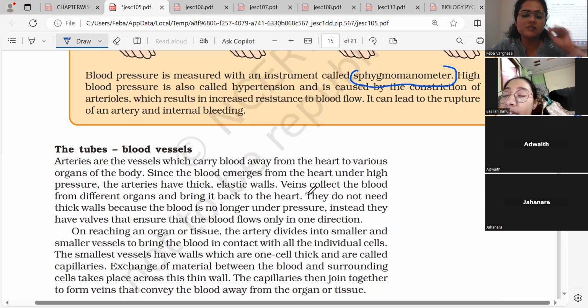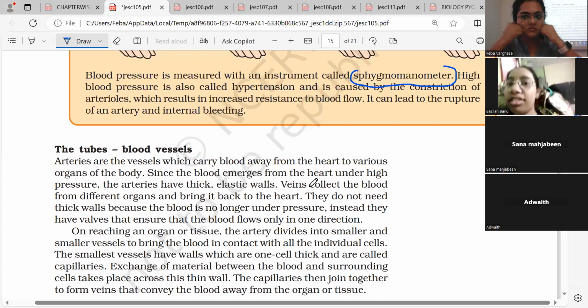Now, about the blood vessels. Which are the three blood vessels? Tell me quickly. Arteries, veins, capillaries. Yes, good. Now, what's the difference between arteries and veins? Say quickly. Arteries carry oxygenated blood and veins carry deoxygenated blood.